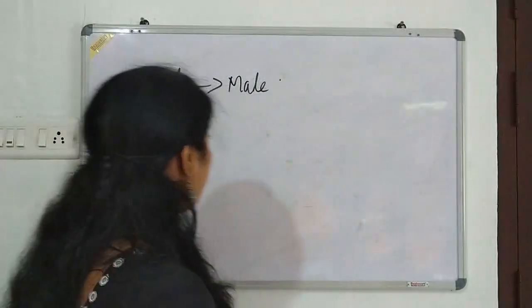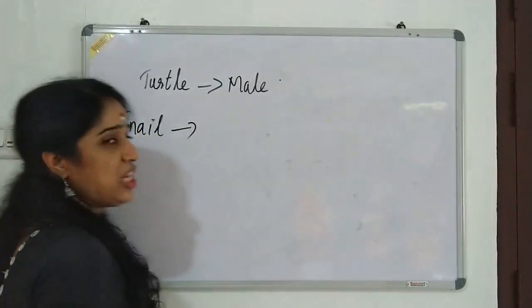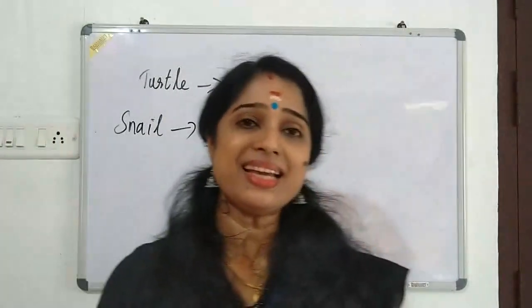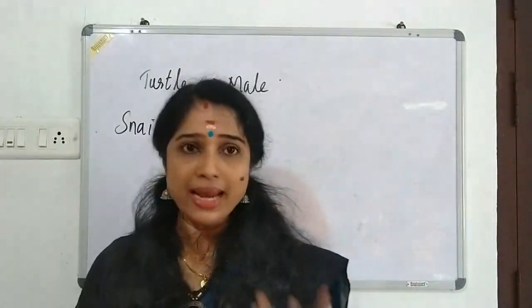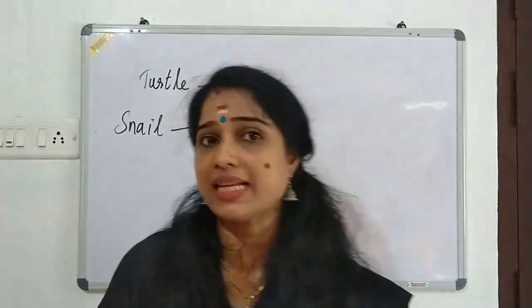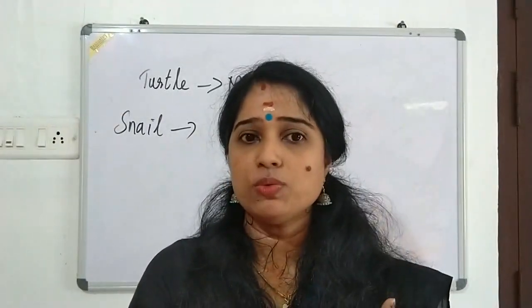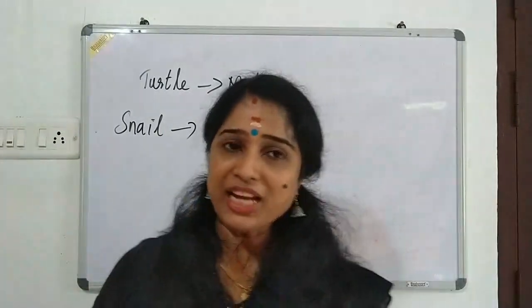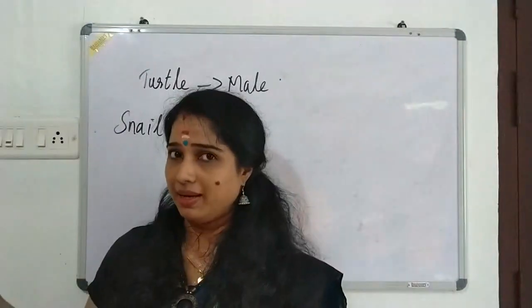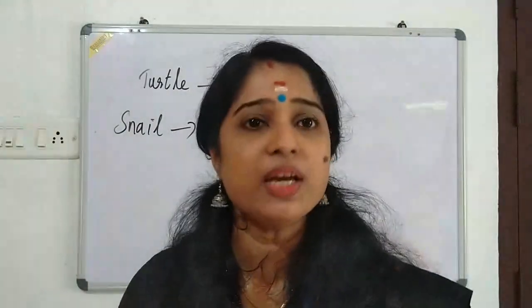In the case of snail, hope you know what is snail. What happens in the case of snail? Here the male can become female after birth. After becoming male, they can change the sex. If two snails are attached, then it will be male. If they separate, they become female. If in a group more males are there, some will become female.